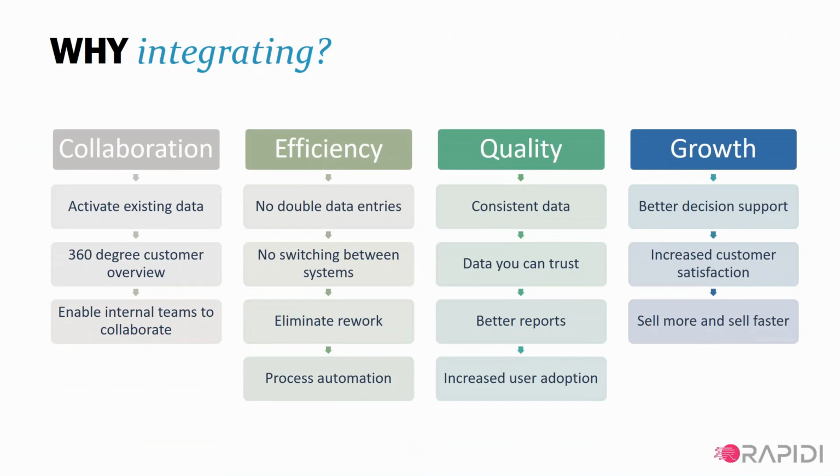And there are a lot of good reasons why you should be integrating. One of them is collaboration. You have a chance to activate existing data, bringing the ERP data into the CRM system. If you work with Einstein, you can use it to help make predictive recommendations, for instance, on the opportunity side. You get a good customer overview, bringing in the sales history, and you enable internal teams to collaborate much better because everybody can work with the same information in one system.